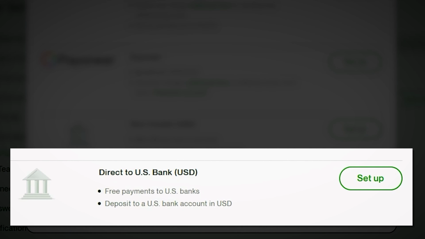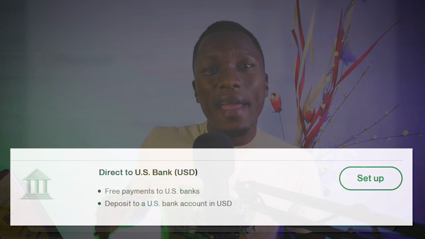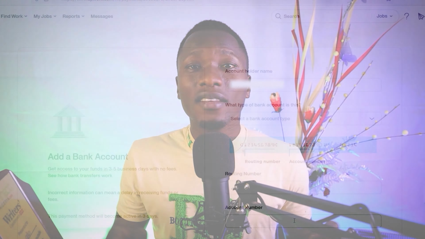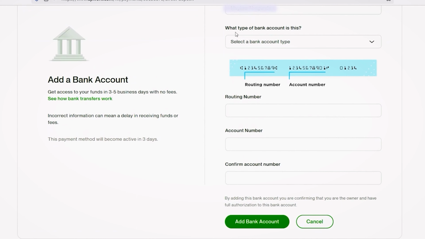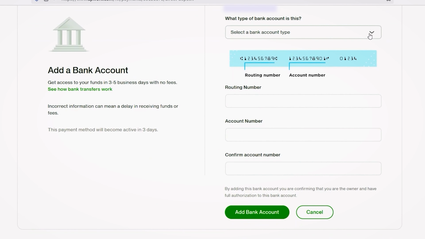Presently, I'm speaking from the perspective of a Nigerian, and I know this is applicable to people in other countries. So direct to USD, that means direct to a US bank account. So irrespective of whether or not you are in the United States, you can get access to a US bank account. There are 3 major methods that are effective and functional, and we are going to discuss them right now.